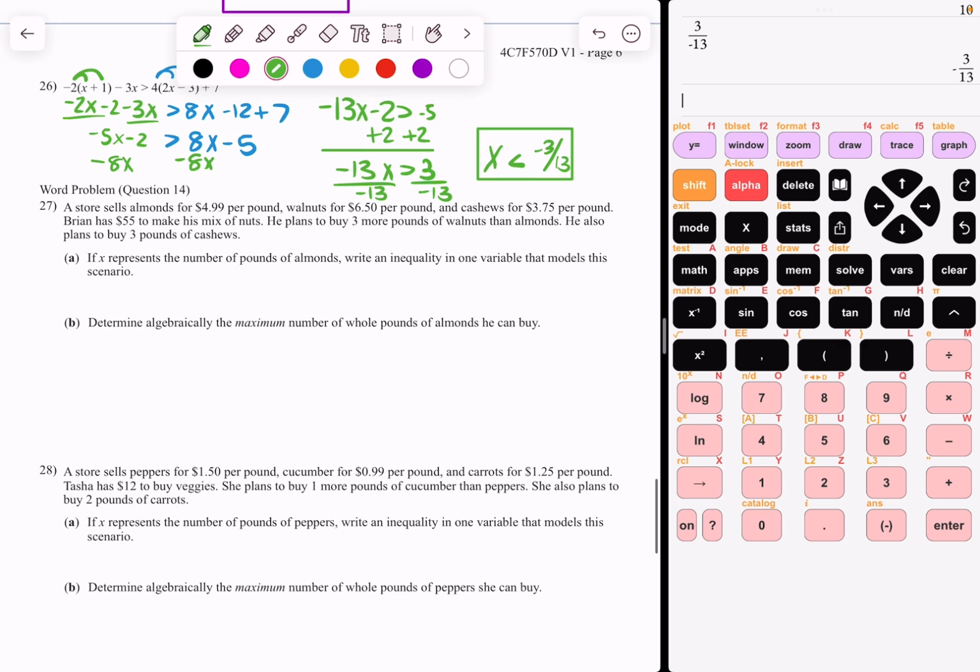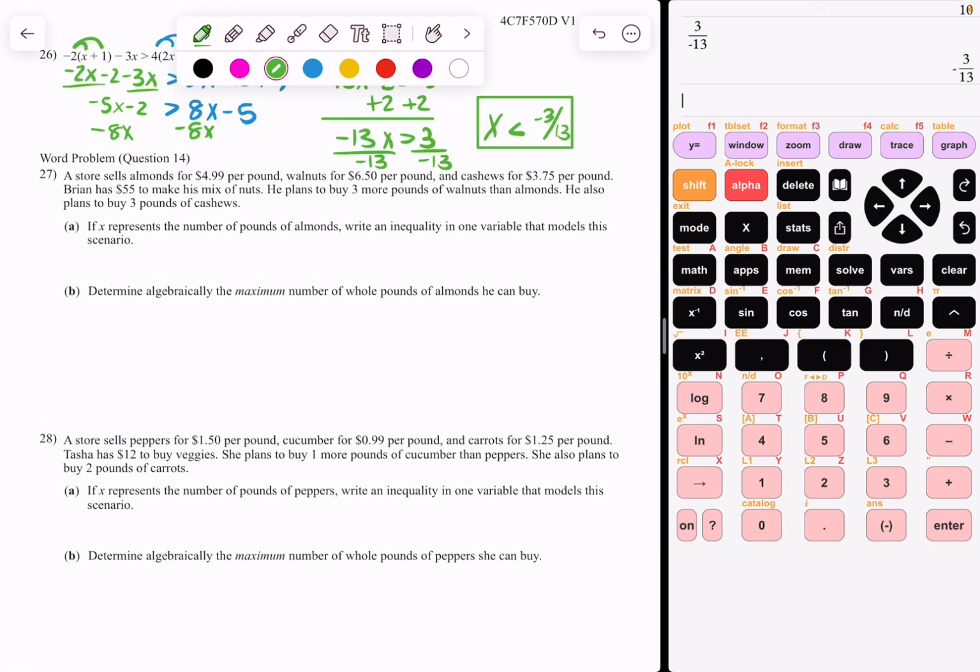Alrighty, up to our last two problems, which are word problems. Let's tackle them. 27. A store sells almonds for $4.99 a pound, walnuts for $6.50, and cashews for $3.75. Brian has $55 to spend. If he has $55 to spend, that means he could spend equal to $55, but he's also allowed to do less than it. All right, now let's look at this one.